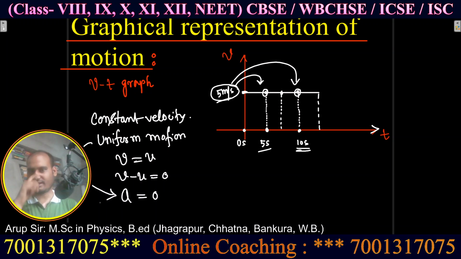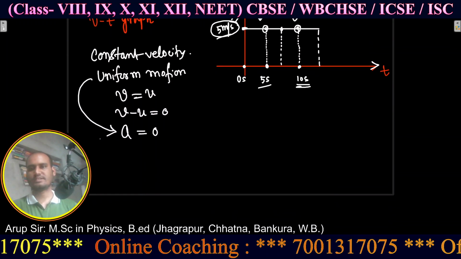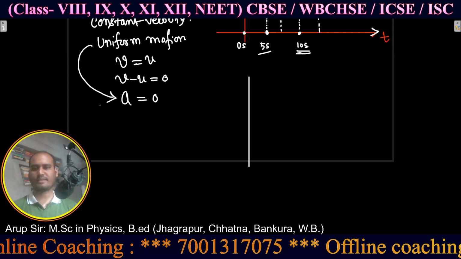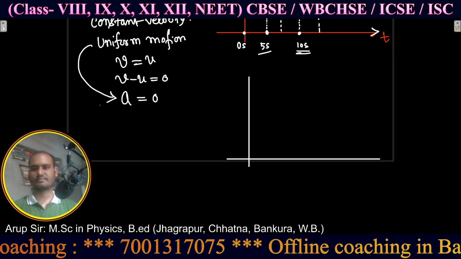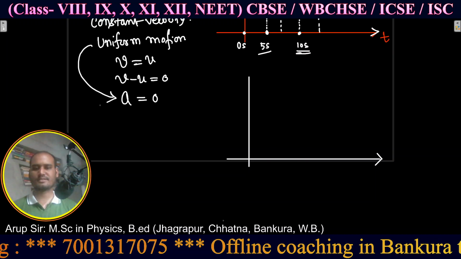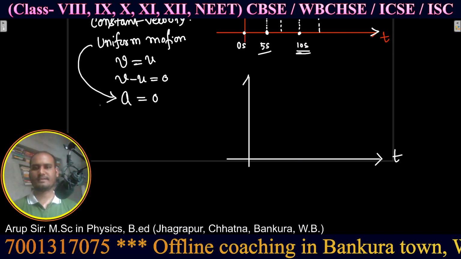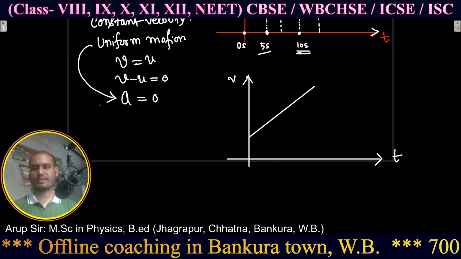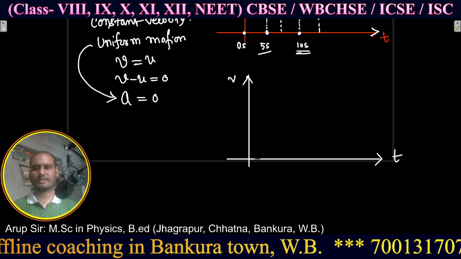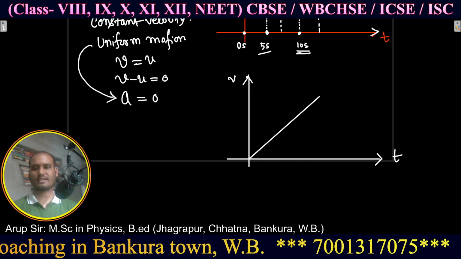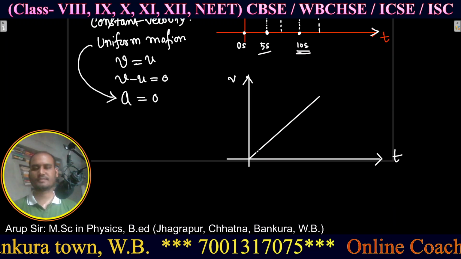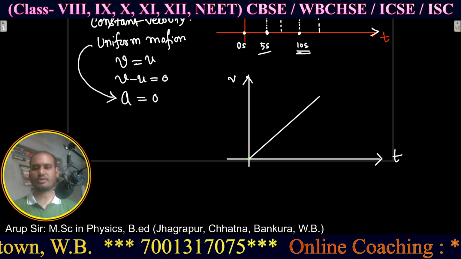Okay, now see. In the next graph, I am going to show you a different thing. Here it is the time axis t, here it is v. Now I am drawing a graph like this. Okay, let's begin with this graph. This is simply a straight line which is going through the origin point, right?